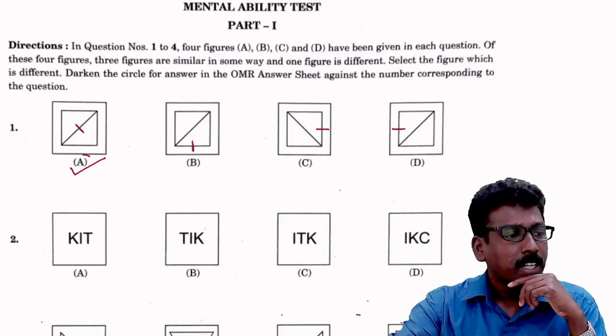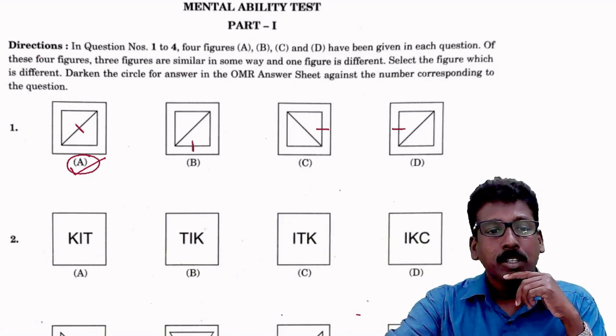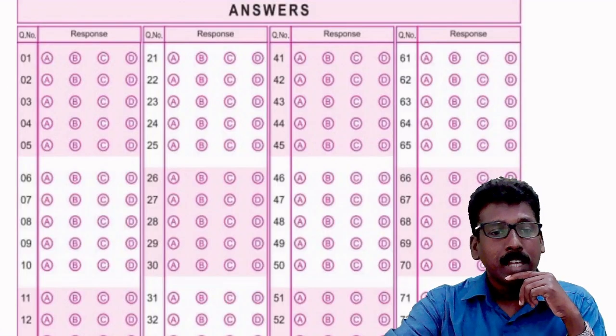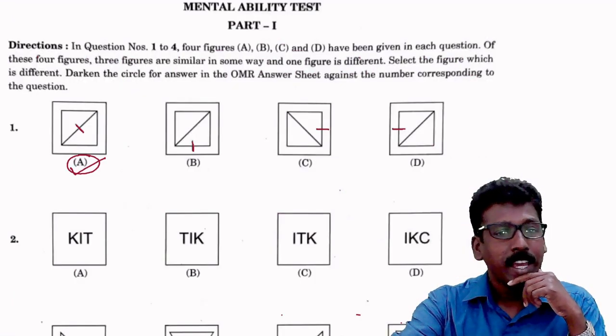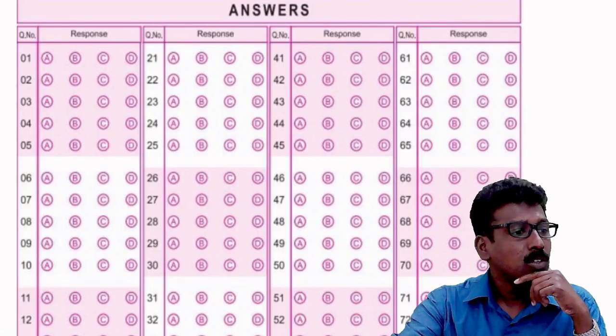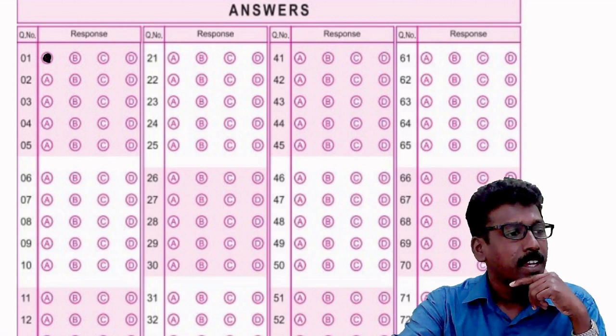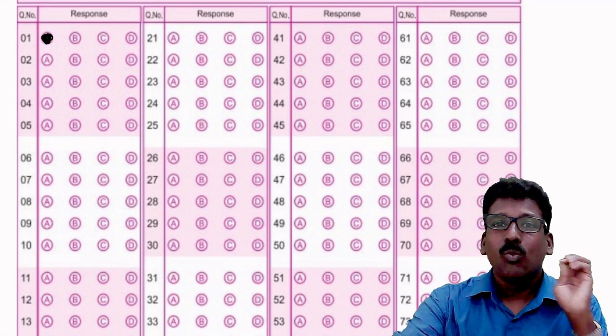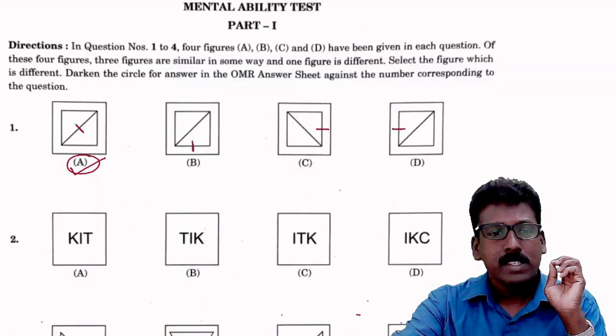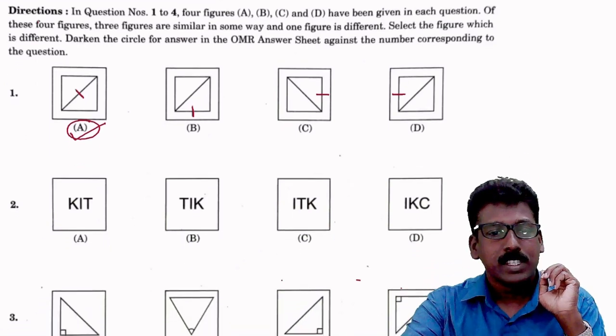You need not put the correct answer here in the question paper. You have an OMR sheet, and with blue or black ink, you have to darken it. So here your answer is A, so you have to darken the first question's answer as A. In this way, you have to mark the answers. Now what you have to do is pause the video and try to do all these questions.